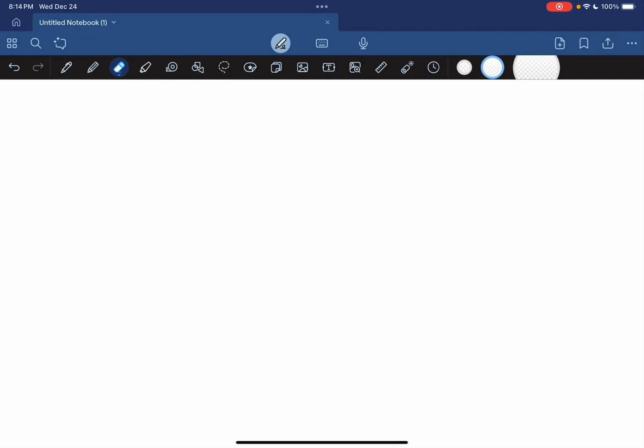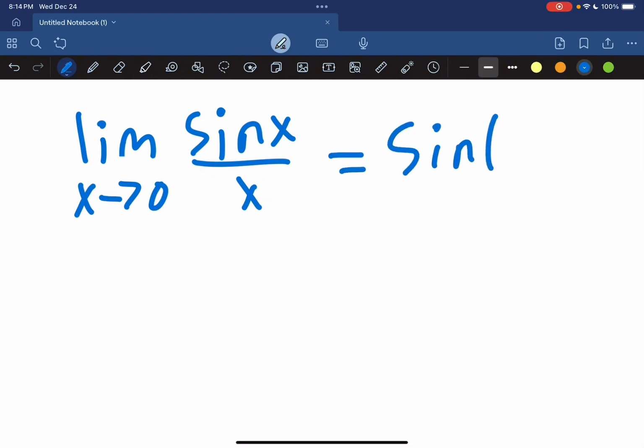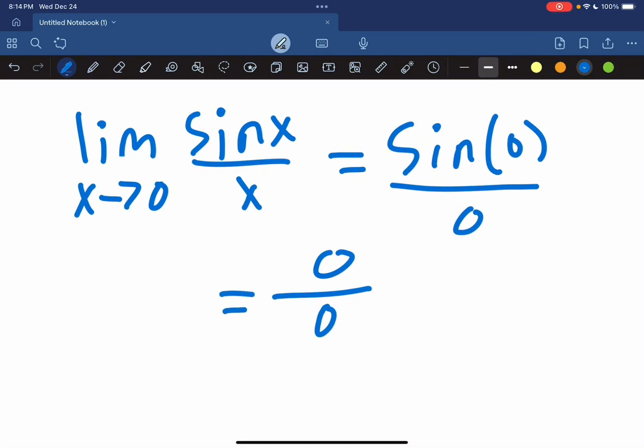So in today's video, let's cover a classic example of finding a limit. Let's say you need to find the limit as x approaches 0 of sine x over x. If you plug these values in, you get sine of 0 over 0. What is sine of 0? Sine of 0 is still 0, so we get 0 over 0. We can't have 0 over 0.